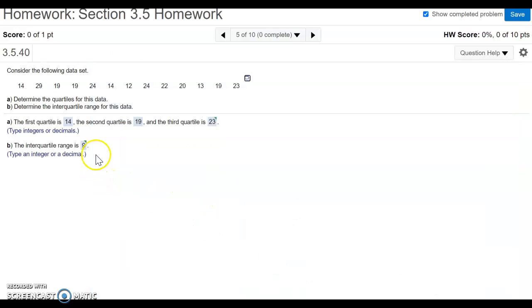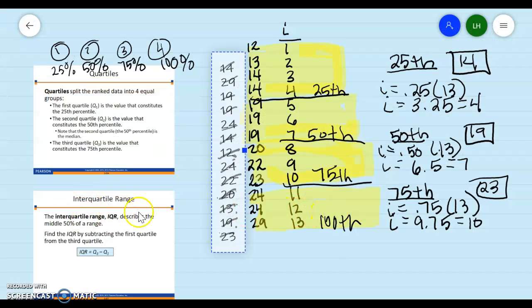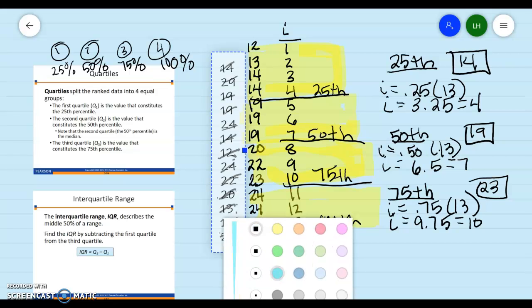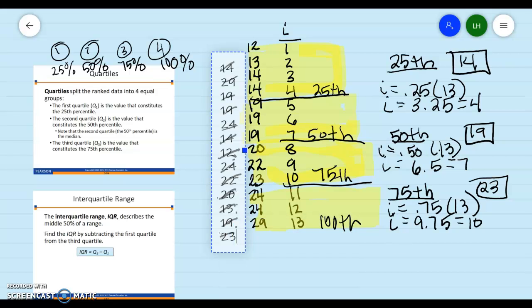And then the interquartile range. So let's look at what that is. Your interquartile range down here describes the middle 50% of a range. So it's going to tell you the range of numbers in the middle. So you're going to take your Q3 value and you're going to subtract your Q1 value. So our third quartile minus our first quartile.